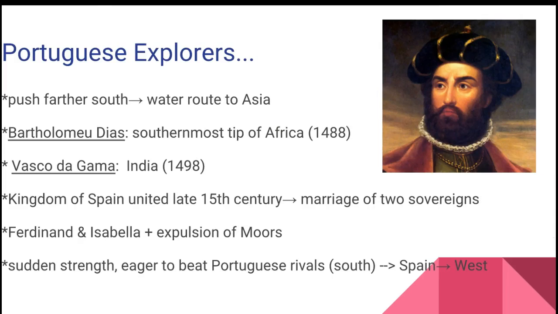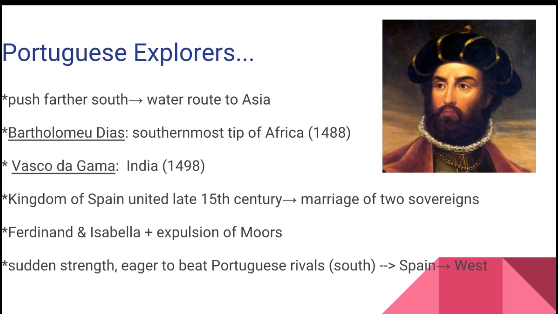So you have these Portuguese explorers, and they keep pushing the limits. They want a water route to Asia. They want to get around the southern tip of Africa and into the Indian Ocean. So Bartolomeu Dias rounds the southernmost tip of Africa in 1488. Vasco da Gama makes it to India in 1498. Now you think about Christopher Columbus had made it to basically the Caribbean in 1492. So there's a lot of exploration going on during this period of time.